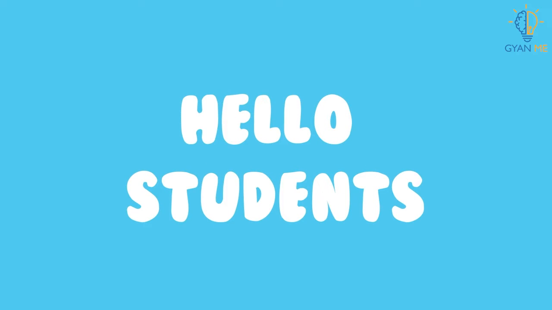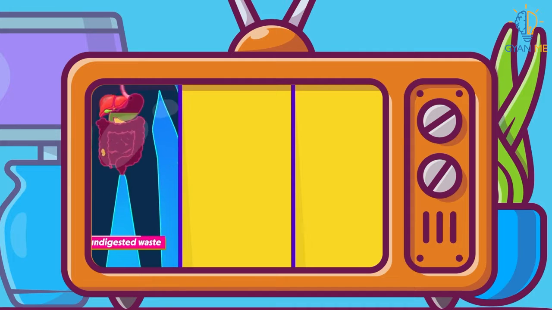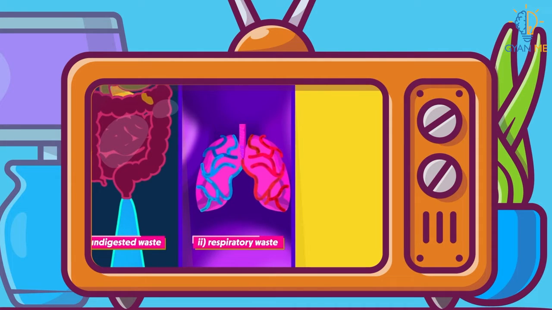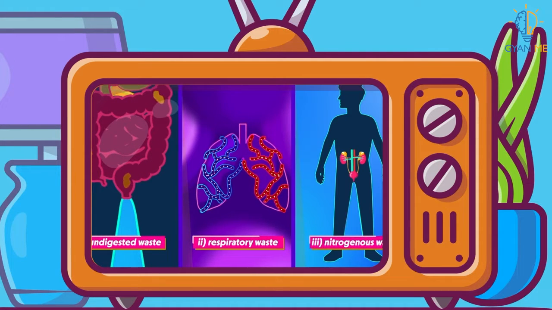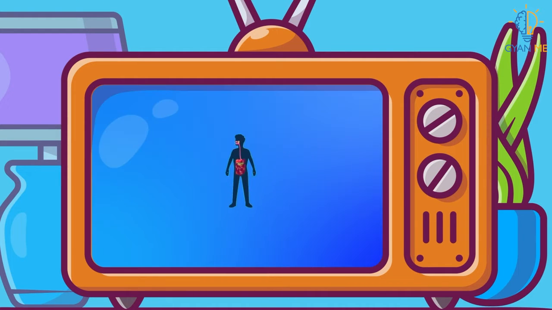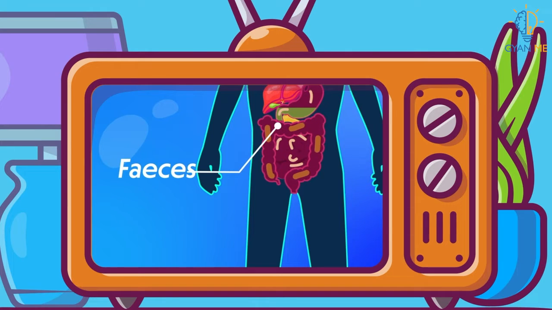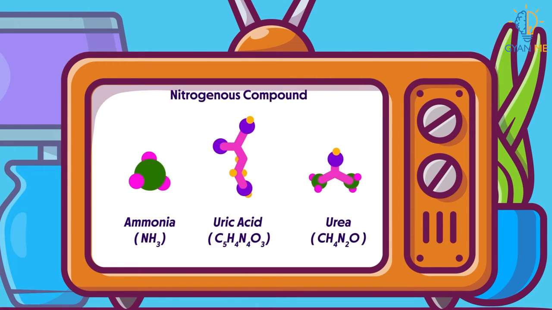Hello students! In our previous video, we learned about the different types of waste products that any living organism produces. What are these waste products found in our body? Different types of organisms generate different types of nitrogenous wastes. For example, some organisms generate urea, while some generate uric acid and the others may generate ammonia.